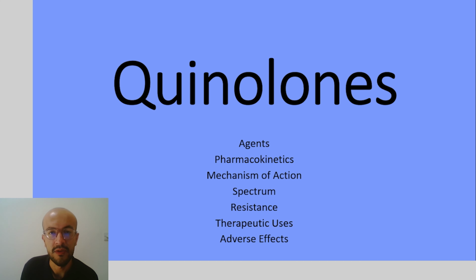So continuing our discussion about antibiotics, we already talked about the cell wall inhibitors and the protein synthesis inhibitors. Now we are going to talk about the antibiotics that affect the bacterial DNA, and those are the quinolones. The quinolones arose in the 1960s, and the first agent was the nalidixic acid.